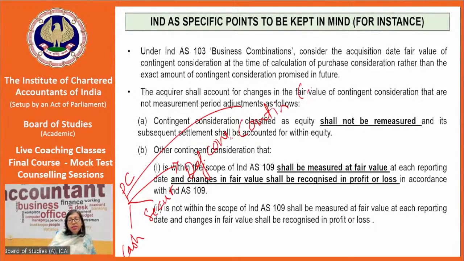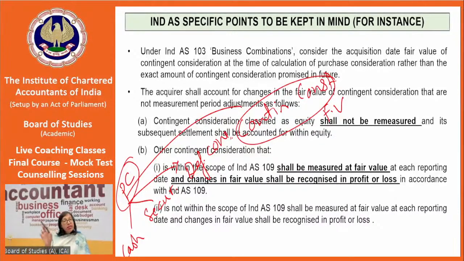Contingent consideration is one which depends on meeting particular criteria or future conditions. If that is met, we also pay contingent consideration. So at the time of acquisition, when we are computing purchase consideration, we have to take the fair value of this contingent consideration. Fair value at the acquisition date of this contingent consideration forms part of the purchase consideration. Okay, that is fine.